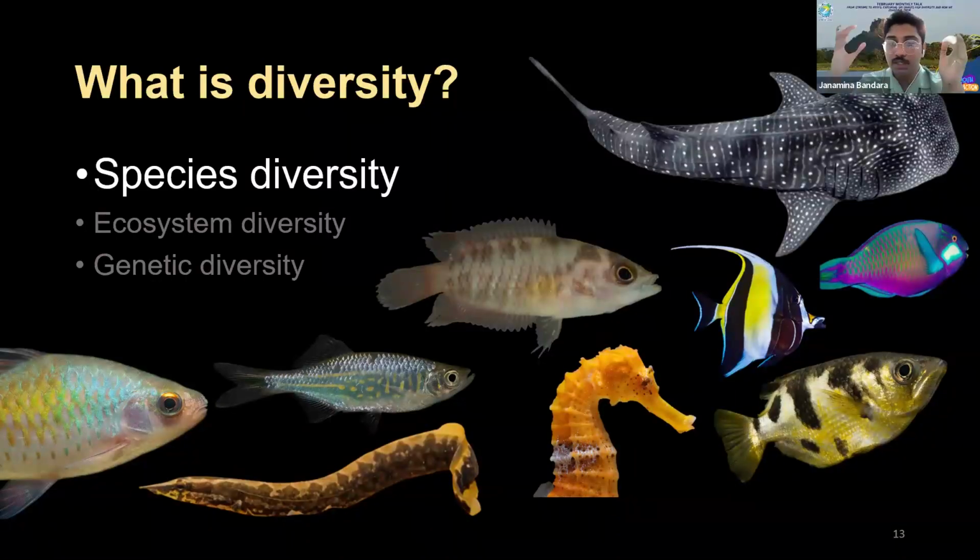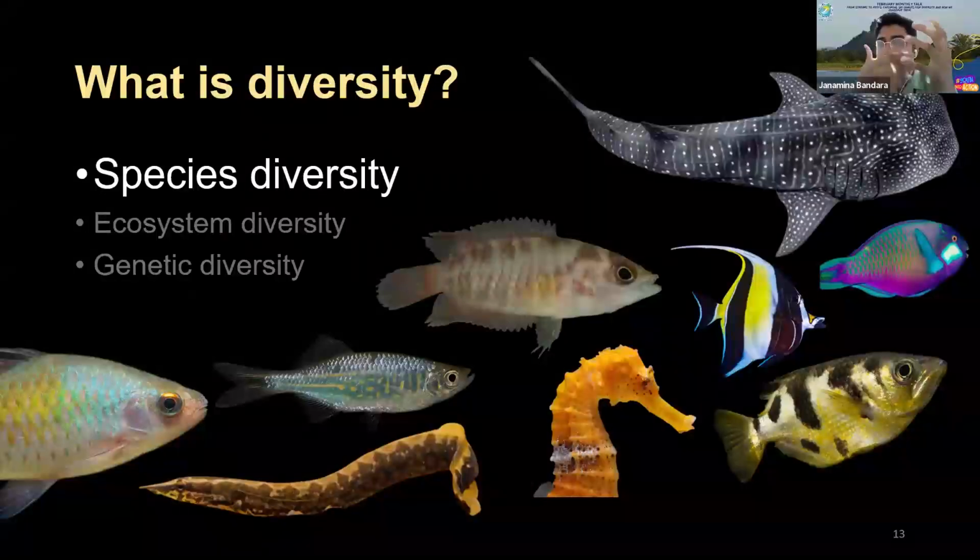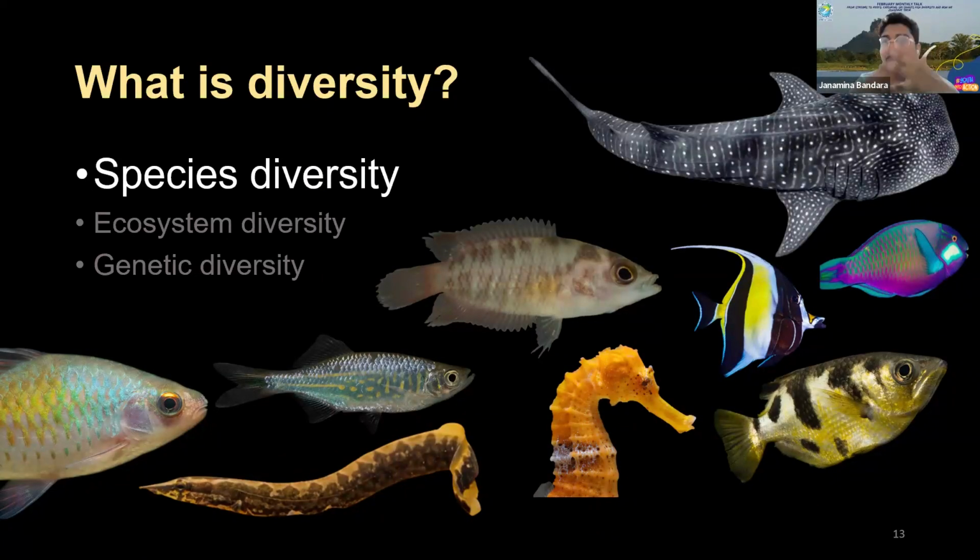Okay. Now, what is actually diversity? That's a really interesting question before we try to talk about the diversity, right? In most of the cases that I see, people used to describe diversity as just this one pillar, which is the species diversity, right? But diversity consists of three main pillars: the species diversity, the ecosystem diversity, and the genetic diversity.